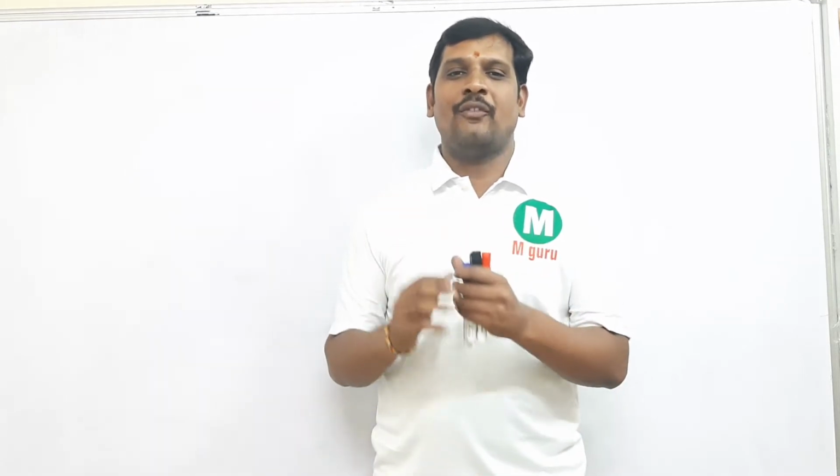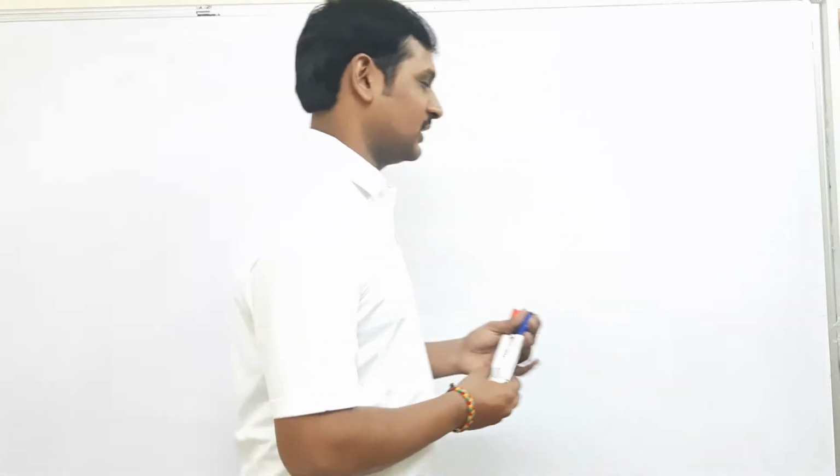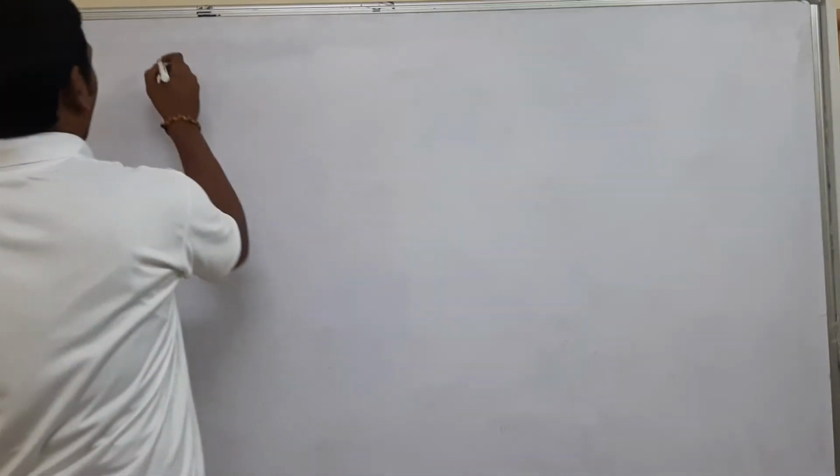In yesterday's class, we discussed rule number 4, and today we are going to see rule number 5 of partial fractions. Let us see what is rule number 5.